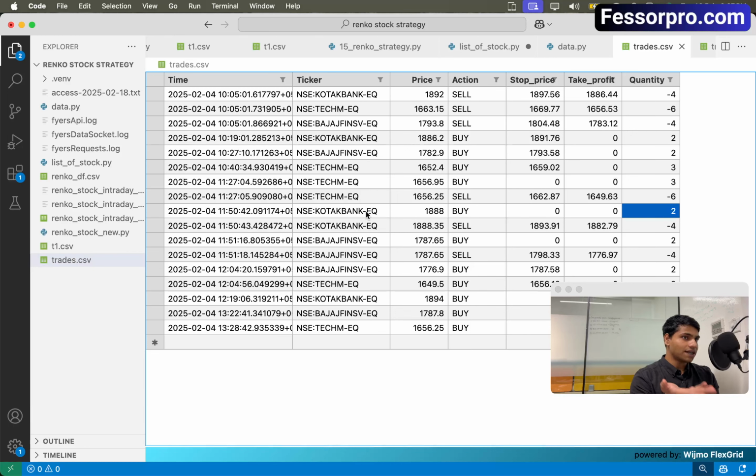So immediately after buying my half of the position, I'm going short. So you can see again I'm selling. Why? Because then my sell condition got satisfied. So I'm selling -4 quantity. Okay. And this was the price.